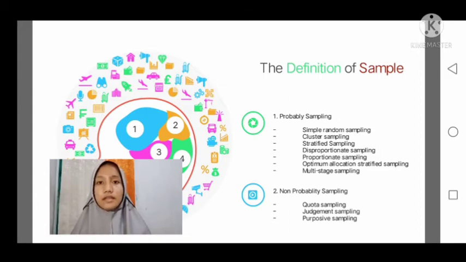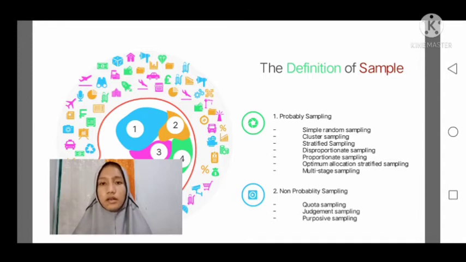Some of the techniques used for probability sampling are: first, simple random sampling, cluster sampling, stratified sampling, disproportionate sampling, proportionate sampling, optimum allocation stratified sampling, and for the last is multi-stage sampling.